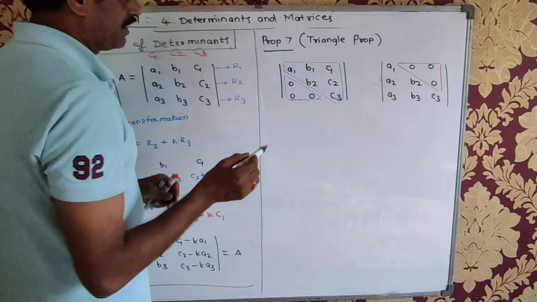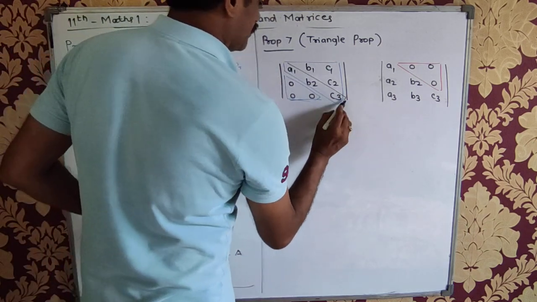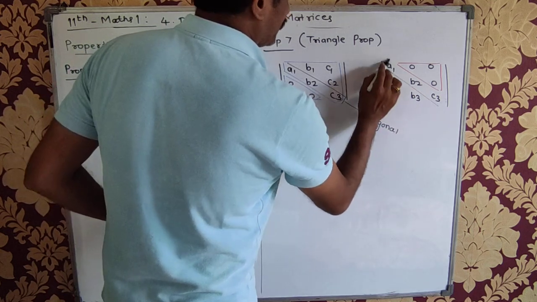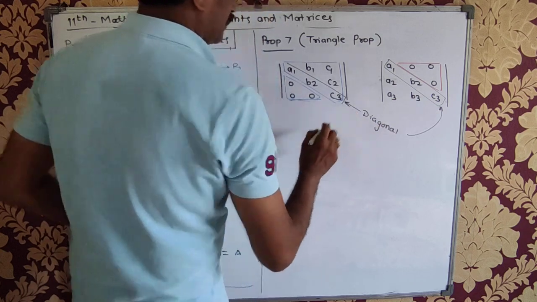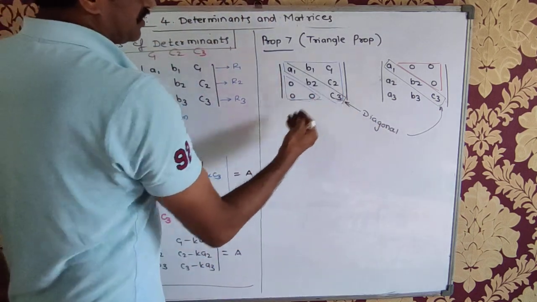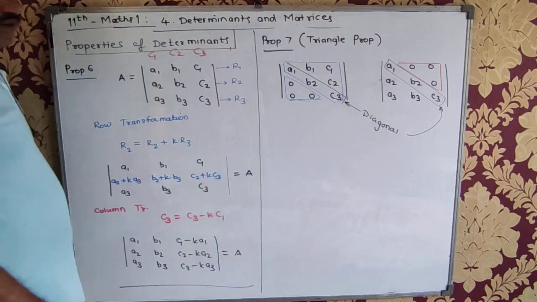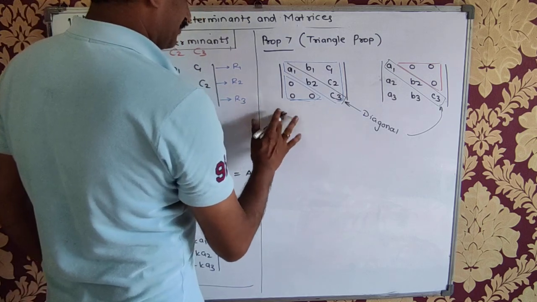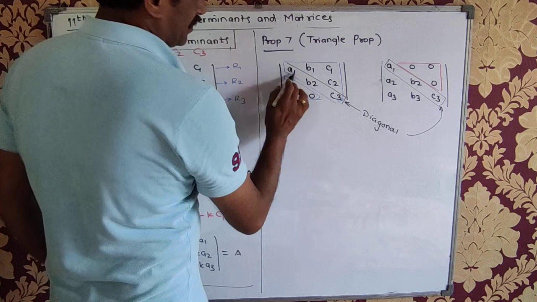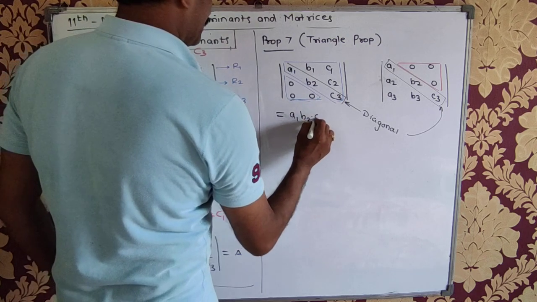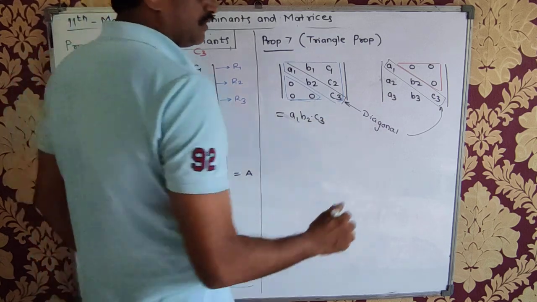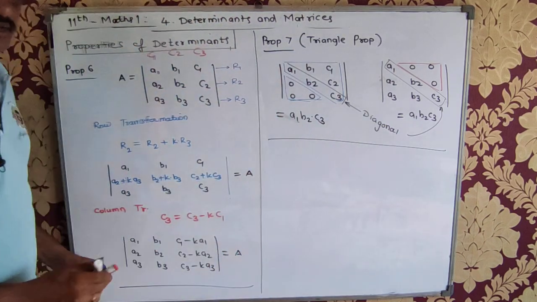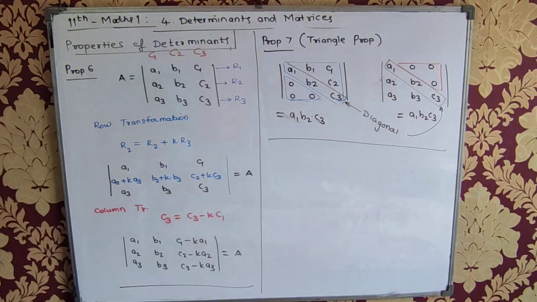And this is called the diagonal. Such a diagonal is here also. Right? So if all the elements below the diagonal are 0, or all the elements above the diagonal are 0, then the value of the determinant is equal to the product of all the diagonal elements, A1, B2, C3. Direct. This is equal to A1, B2, C3. This is the property called the triangle property. Is this clear? Is that okay?